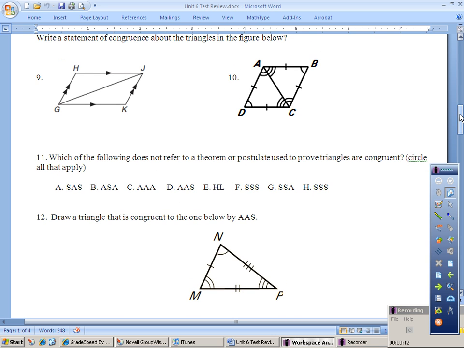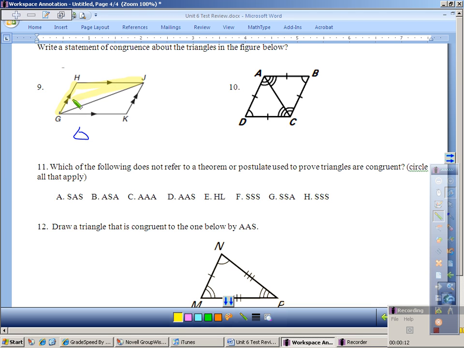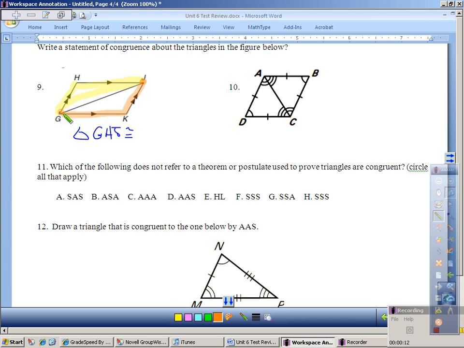Okay, congruence statement. What's important about it is that you list in the corresponding order. So, if I'm going to name these two triangles, I'm going to start over here at G. I'm going to go G, H, J. So triangle GHJ is congruent to, now I need to name it in the corresponding order. So the angle here, G, corresponds with J. So now I'm going to say JKG.